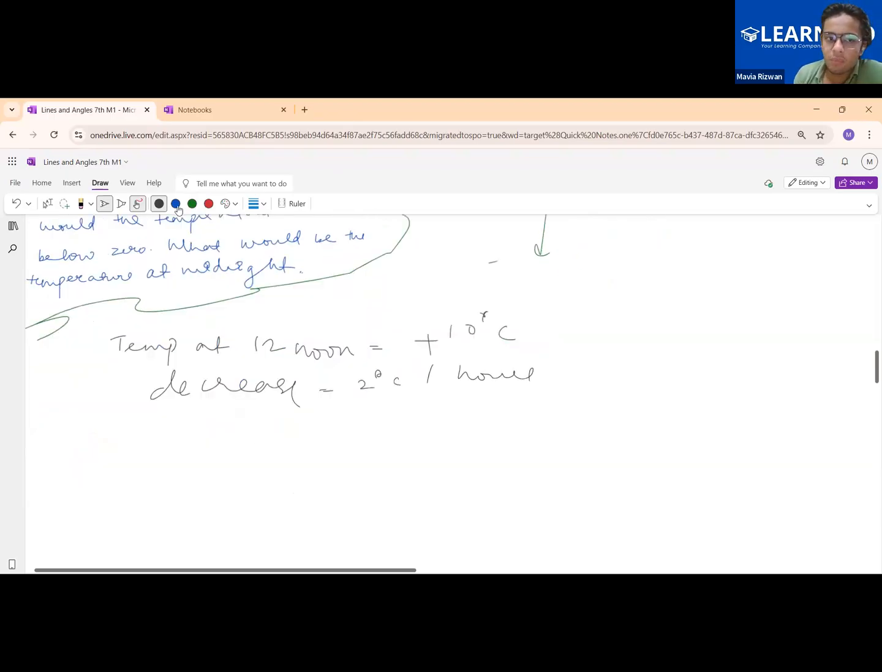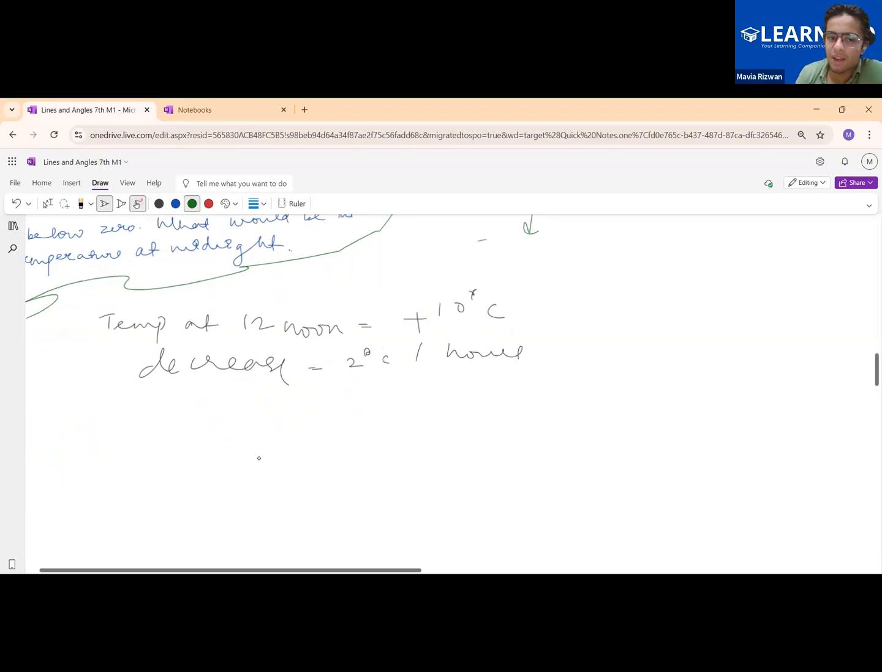8 degrees Celsius below zero means -8, right? So we have to find that first it was plus 10. Plus 10, what do we need to subtract from it so we get -8? Are you getting my point, guys? What do we have to subtract from it?